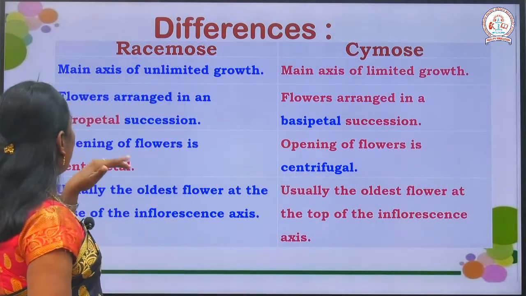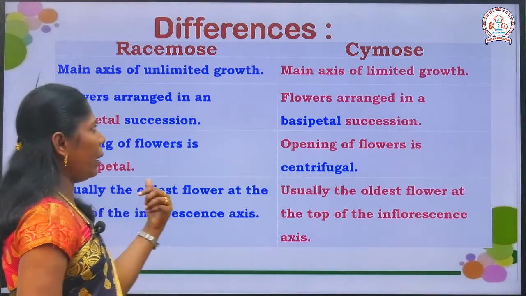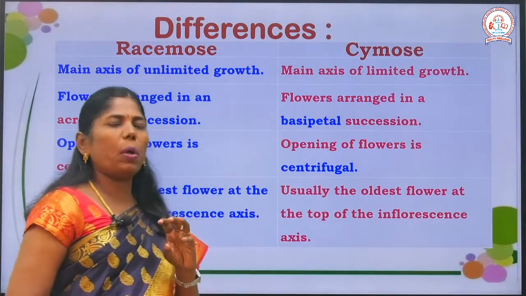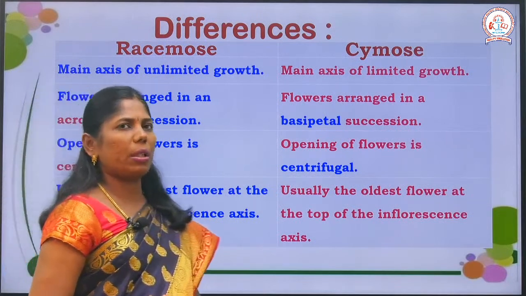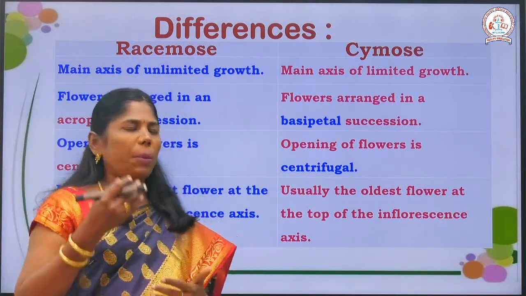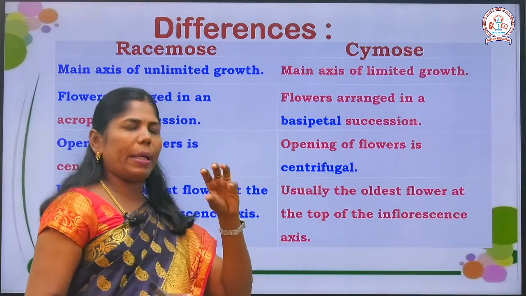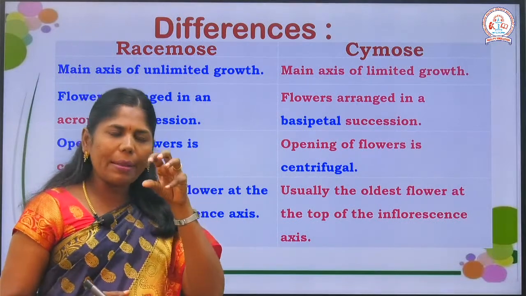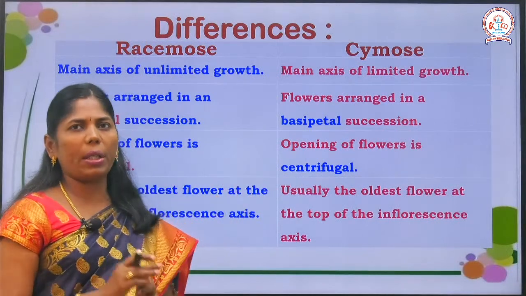So, here it is arranged in an acropetal and centripetal manner. Here, basipetal and centrifugal manner. So, that is a very important point. Usually, as we already discussed, the oldest flower is at the base and the younger flowers in the tip region. Here it is the same thing. The oldest flower is at the top; an example for that is the jasmine flower. In the center of the flower cluster is the oldest flower, and on either side we can see the young flowers.